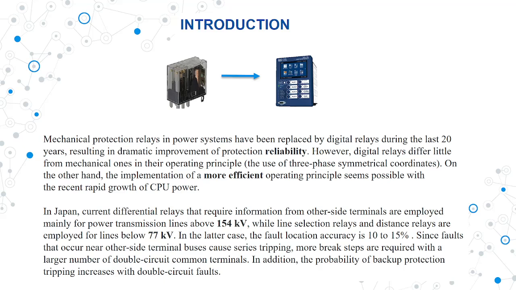A fault that occurs near the terminal buses on the other side causes serious tripping on the breakers. The precision of the fault location is not reliable. There is a larger number of double circuit common terminals. If a double circuit fault occurs in a system, there is a higher probability that the backup protection will also get triggered. There is an increasing number of double circuit faults.